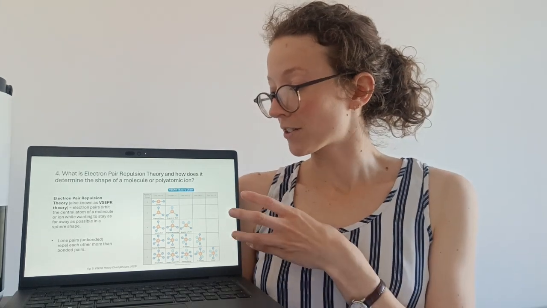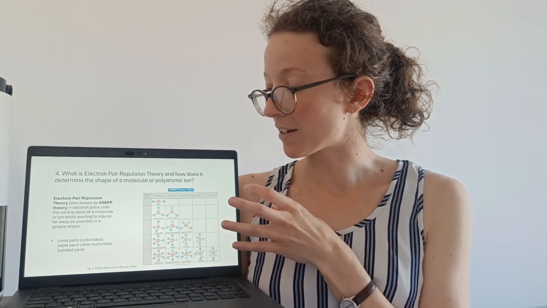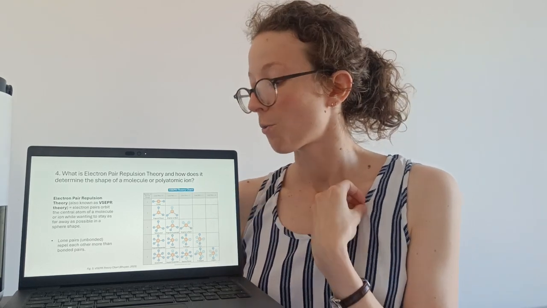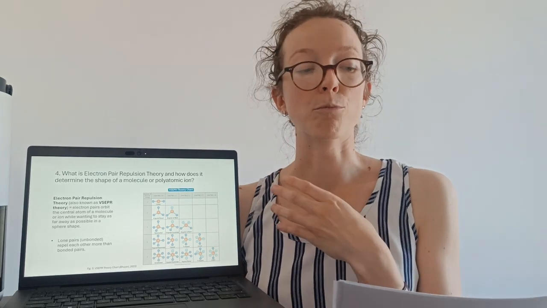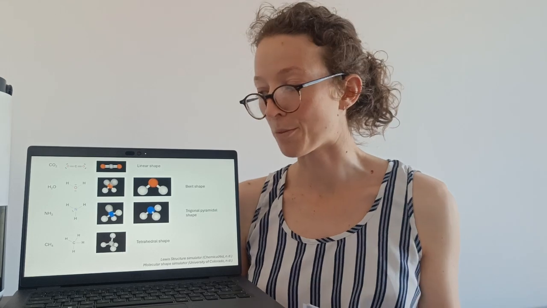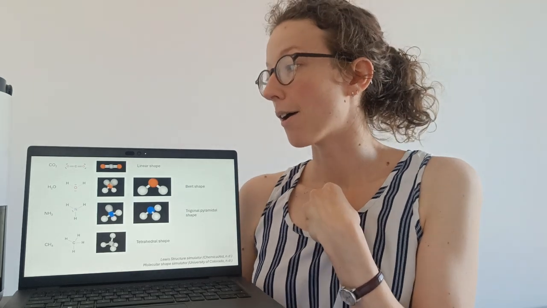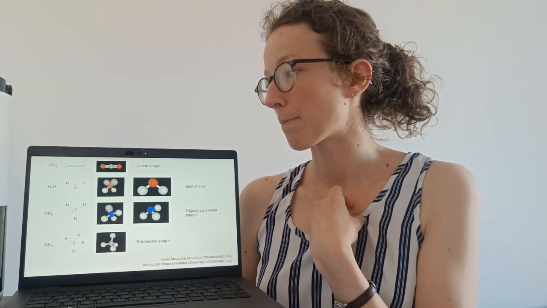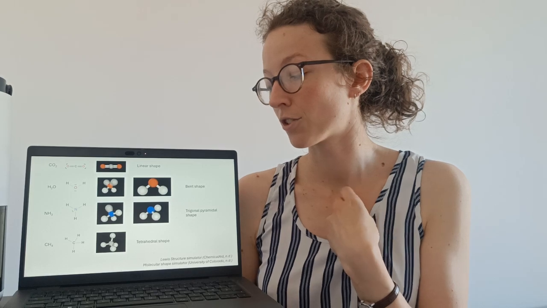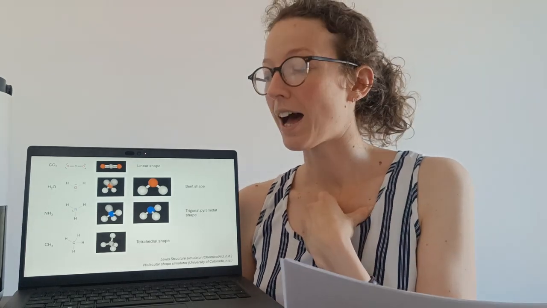So this gives us this diagram, which looks at, depending on the number of electron groups and the number of lone pairs of electrons, what a molecule will look like. And the easiest way to understand this is through example. So I've taken here 4 examples. Carbon monoxide has a linear shape, water has a bent shape, ammonia has a trigonal pyramidal shape, and methane has a tetrahedral shape.